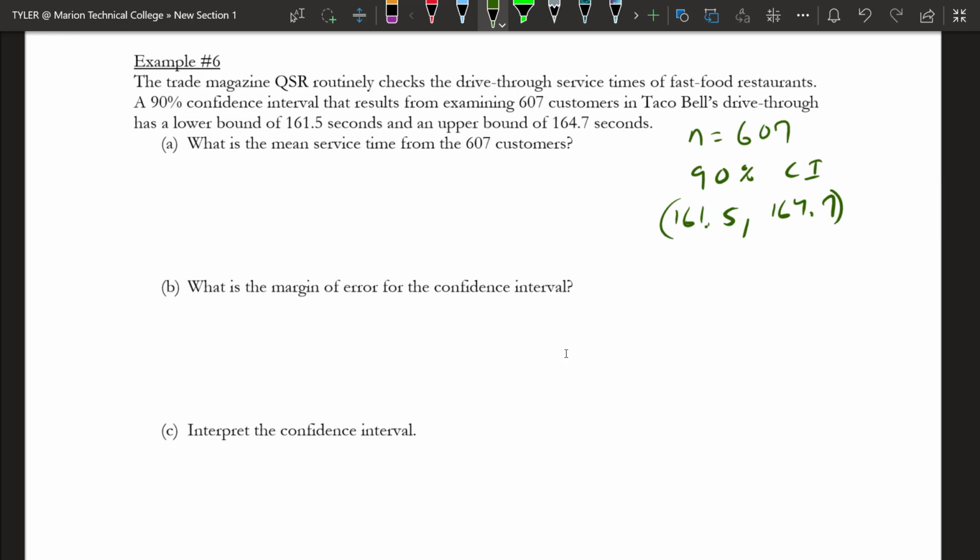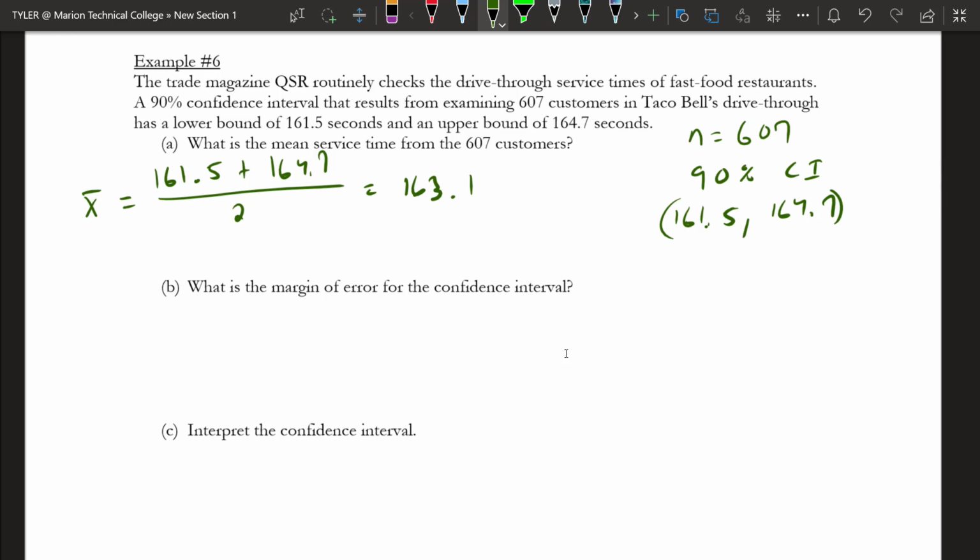So what we're trying to find is what's the mean service time from the 607 customers, right? So in other words, what's the sample mean, x bar? Well, remember, that's going to be equal to the midpoint between the lower and upper bound, right? So we would just average. So we take 161.5 plus 164.7, so we're going to average the lower and upper bounds. And this comes out to be 163.1.